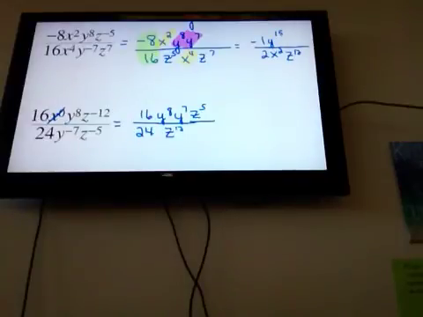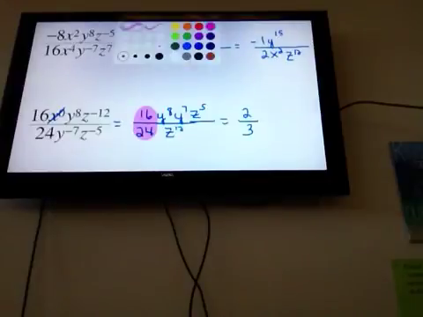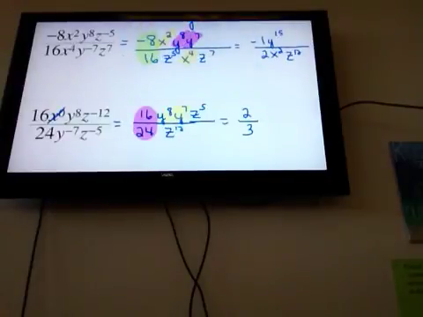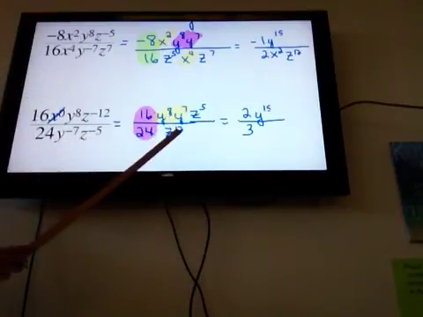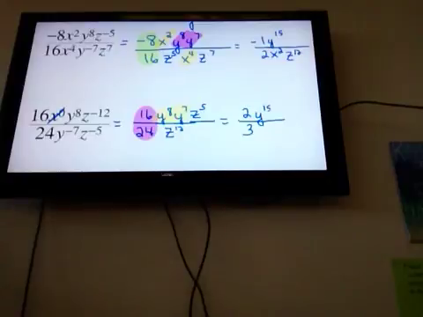So first, we'll reduce this fraction. 16 over 24, the common factor there is 8. So that reduces to 2/3. Both of my y's are up top. So I'm multiplying. So I'm going to add. And then my z's I'm going to subtract because they're top and bottom, in the direction of the larger power. So 12 minus 5 is 7 on the bottom.